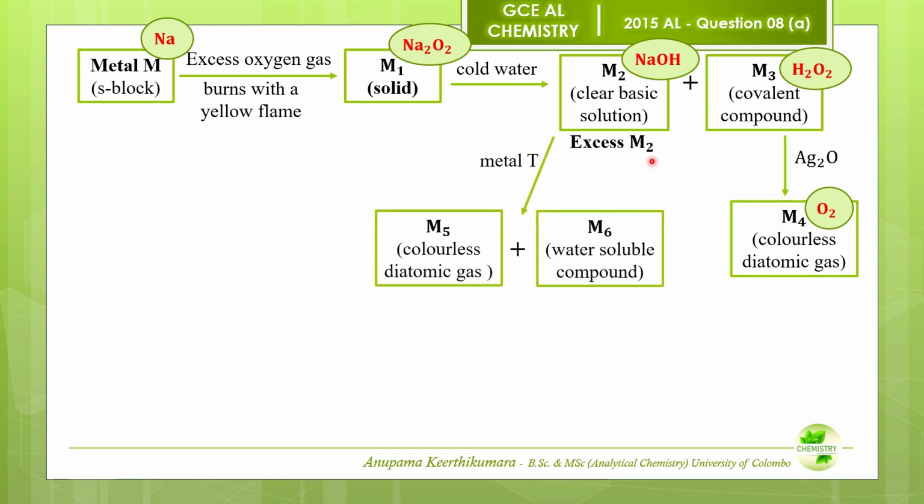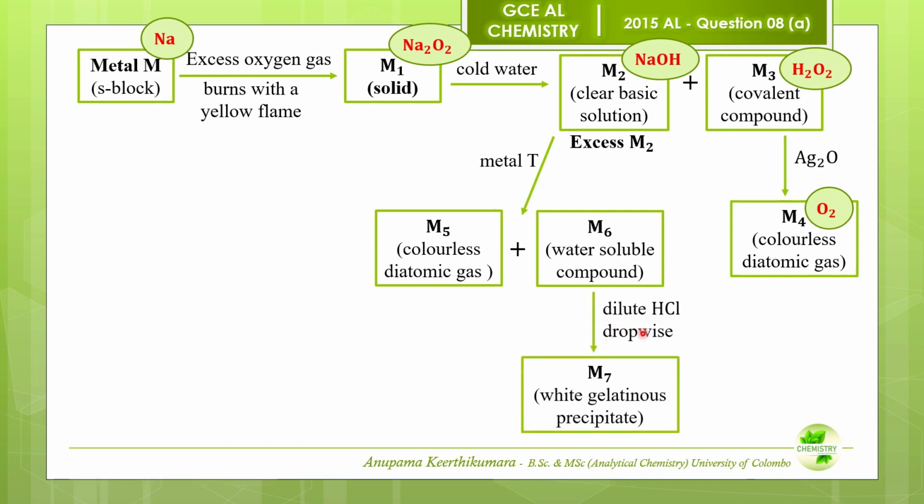Excess M2 reacts with metal T to give a colorless diatomic gas M5 and a water-soluble compound M6. Addition of dilute HCl dropwise to an aqueous solution of M6 gives a white gelatinous precipitate M7. M7 dissolves in excess acid, but it does not dissolve in dilute ammonium hydroxide.